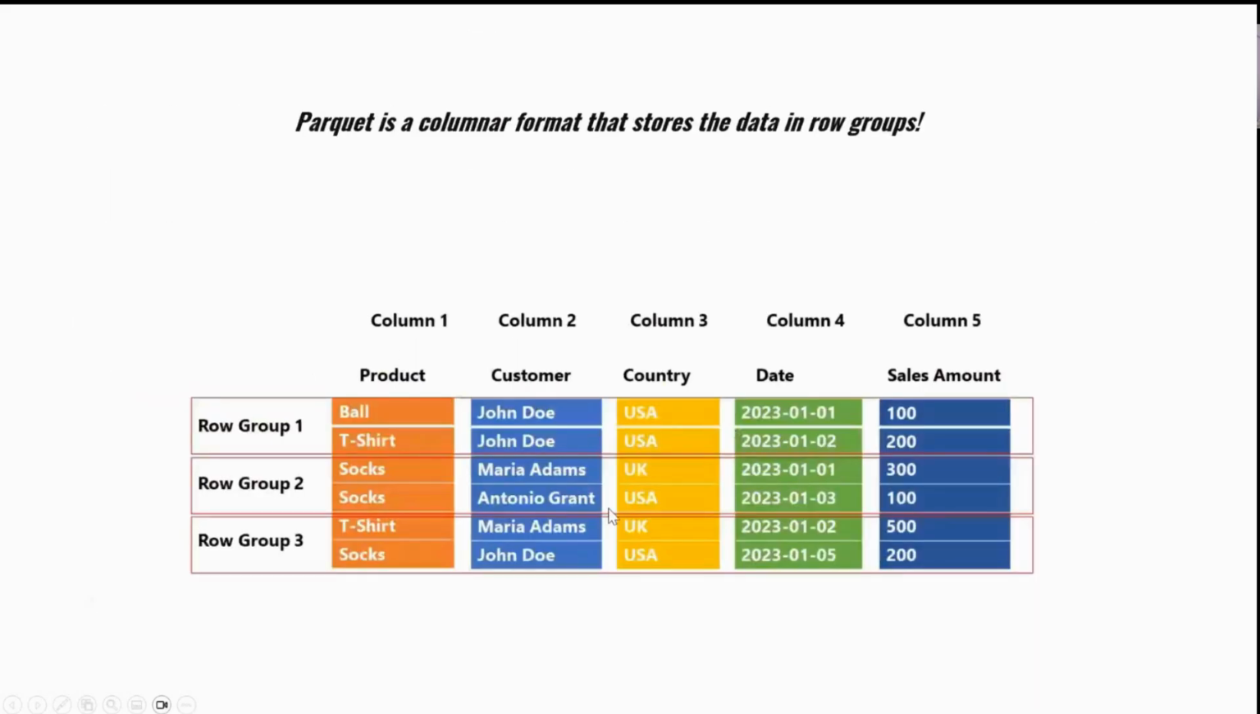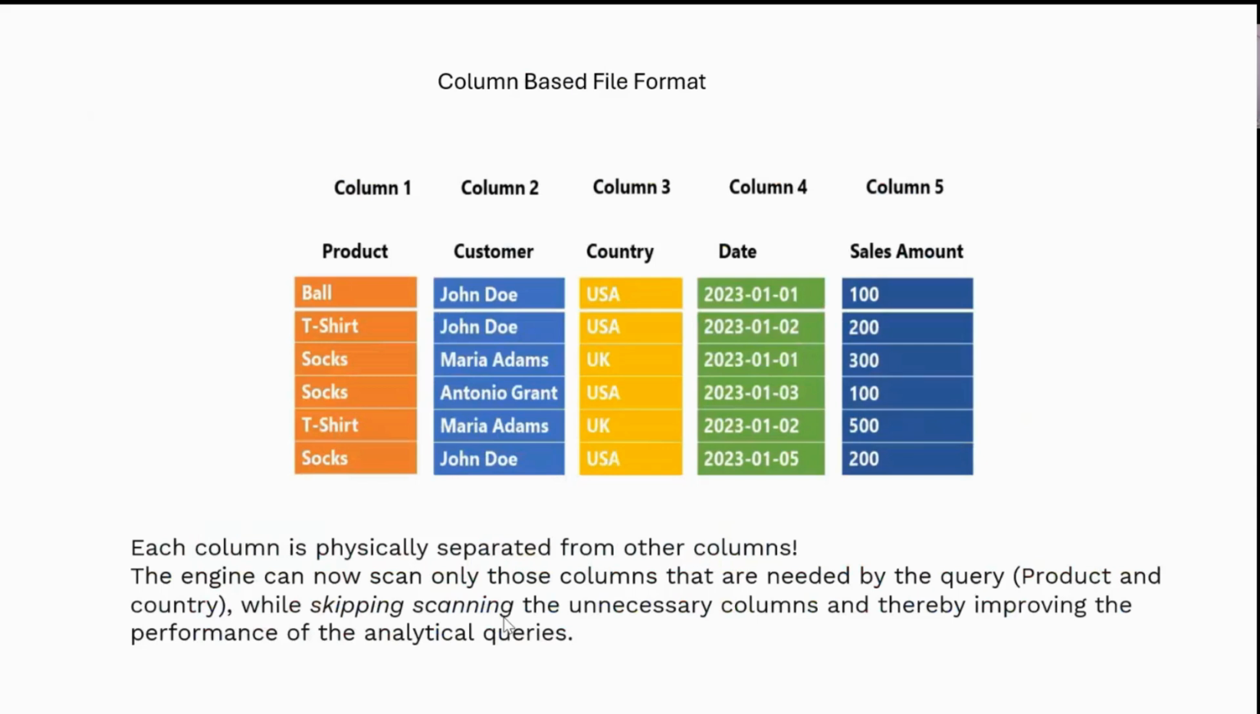Let's remember the question. How much total sales amount was gathered by Maria Adams? In case of a normal columnar file format, I had to scan these two columns, the customer and the sales amount column that I'm concerned with. But I had to scan every row to identify where Maria Adams is.